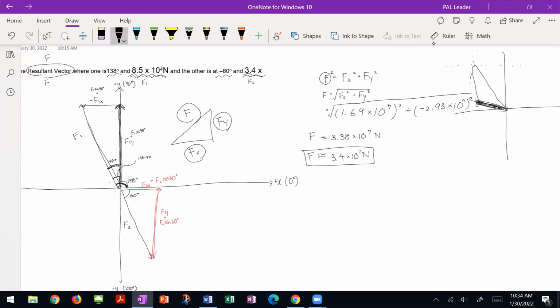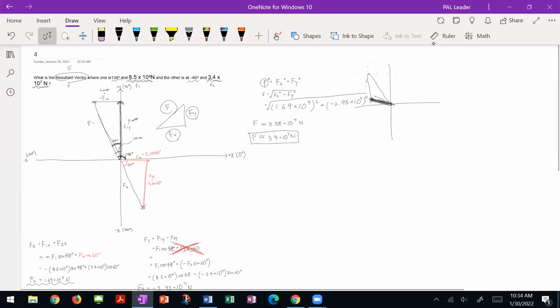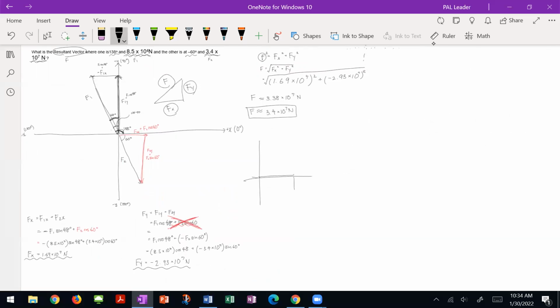Regardless of where this actual resultant force is, knowing that this is correct, I'm assuming that I should just kind of rewrite this. So we have a positive x of 1.69. So we go this way. And then we have a negative y. So we go this way. So maybe our final force looks something like this. And we want to find this angle right here.